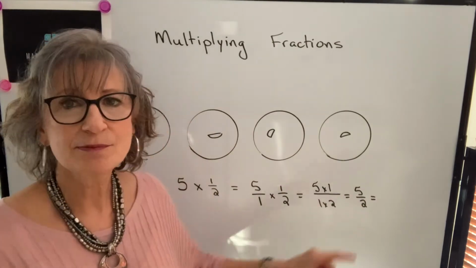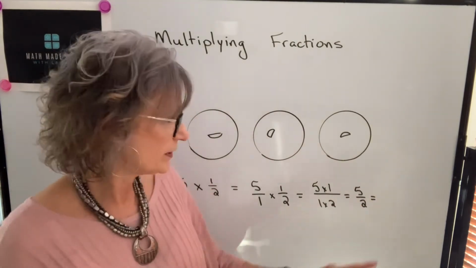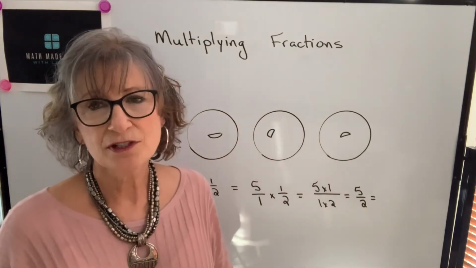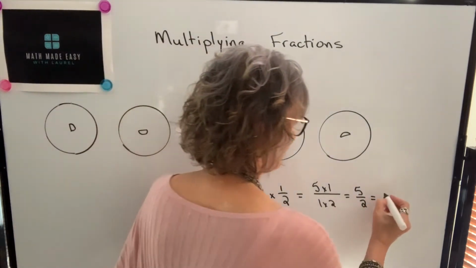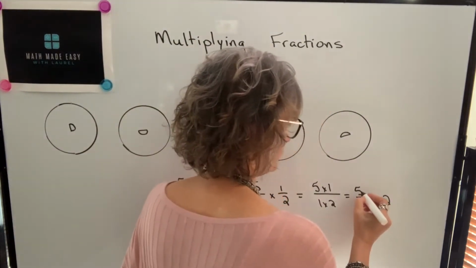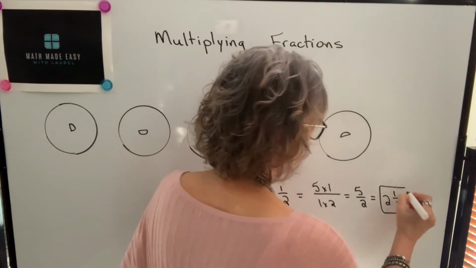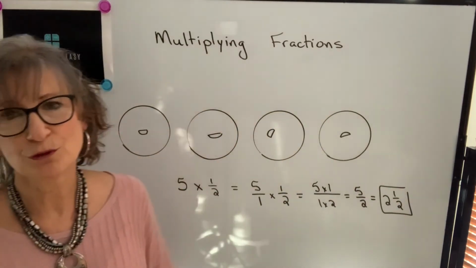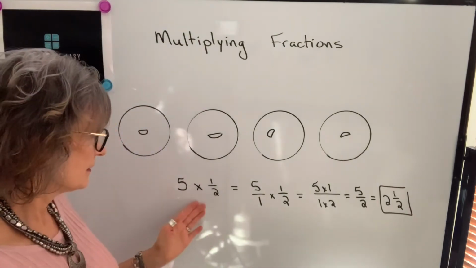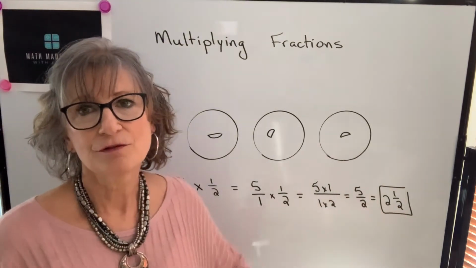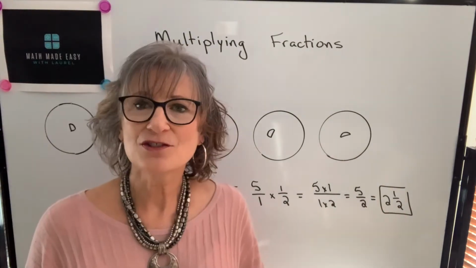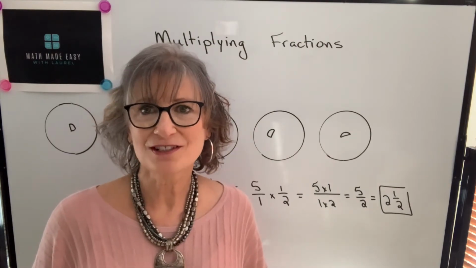And if we want to express that as a mixed number, we divide 2 into 5. 2 goes into 5 2 times. 2 times 2 is 4, so there's a remainder of 1. So that would be 2 1/2. And we already know that we have a total of 2 1/2 cookies, and this multiplication process verifies that. So let's do some more examples of multiplying with fractions.